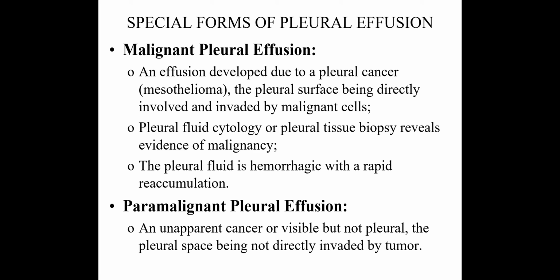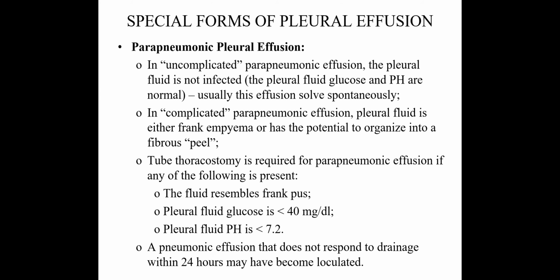We have other special types of pleural effusion, like malignant pleural effusion, which develops due to malignancy like mesothelioma or other malignant conditions. Cytology examination of the fluid or pleural tissue biopsy reveals evidence of malignancy. The pleural fluid is hemorrhagic with rapid reaccumulation. Paramalignant pleural effusion: there is an apparent cancer, but the pleural space is not directly invaded by tumor.